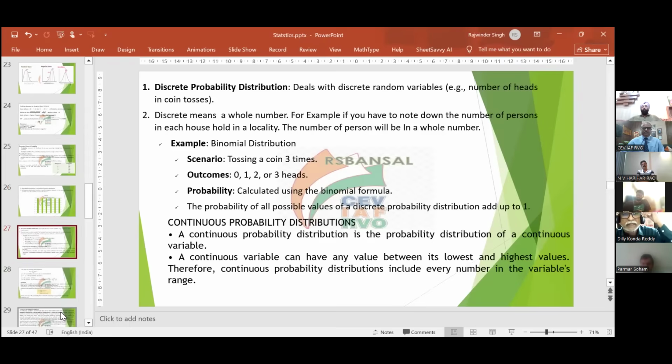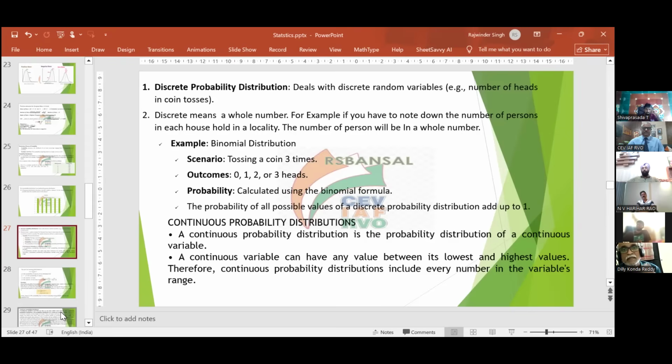Next is a discrete probability distribution. It deals with a discrete random variable. For example, the number of heads in a coin toss. Discrete means a whole number. For example, if you have to note down the number of persons in each household.